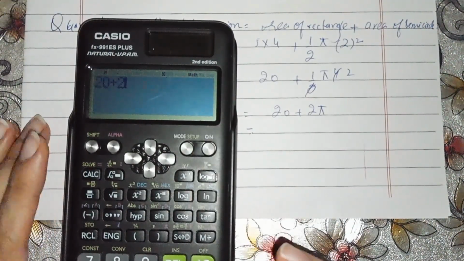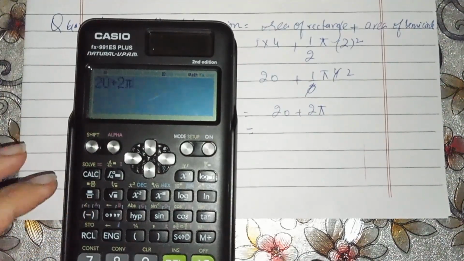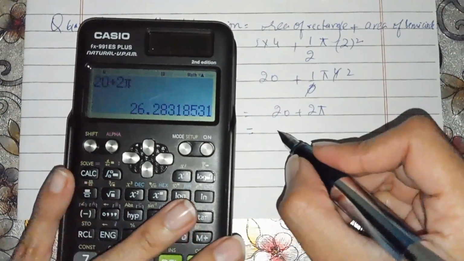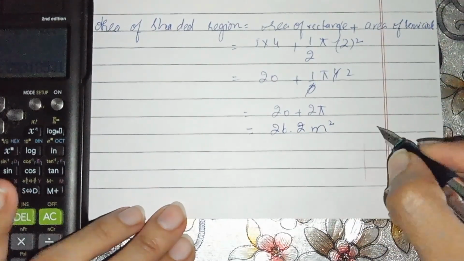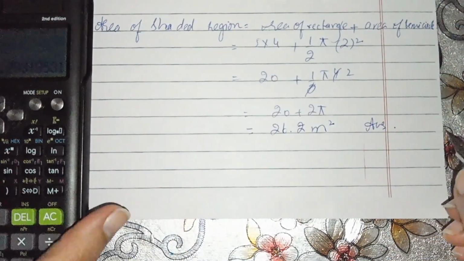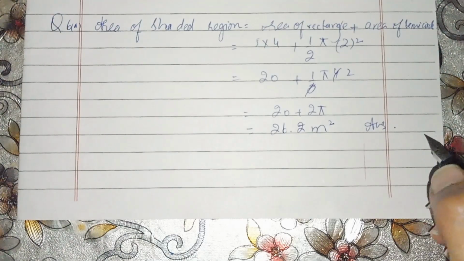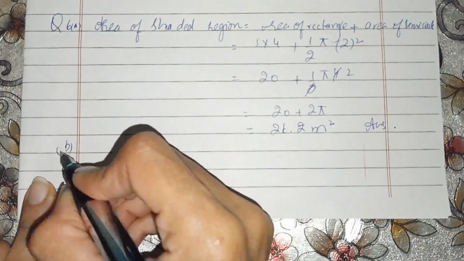20 plus 2 pi, we get 26.2 meters squared. This is the answer of part number A. Now students, part number B.